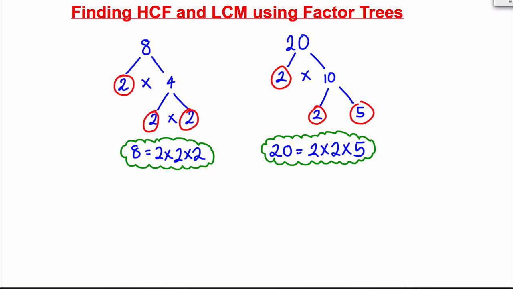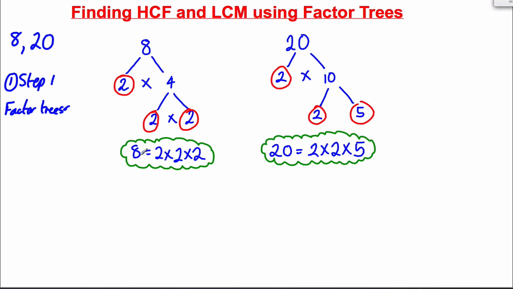So if you want to find the highest common factor and lowest common multiple of two numbers like 8 and 20, you can firstly, step 1, do what we did yesterday and break the numbers up into their factor trees. You do the factor trees of each number, just like we did yesterday.